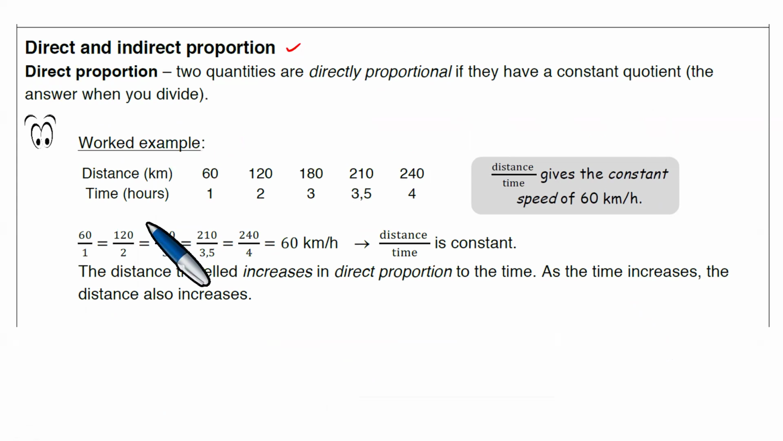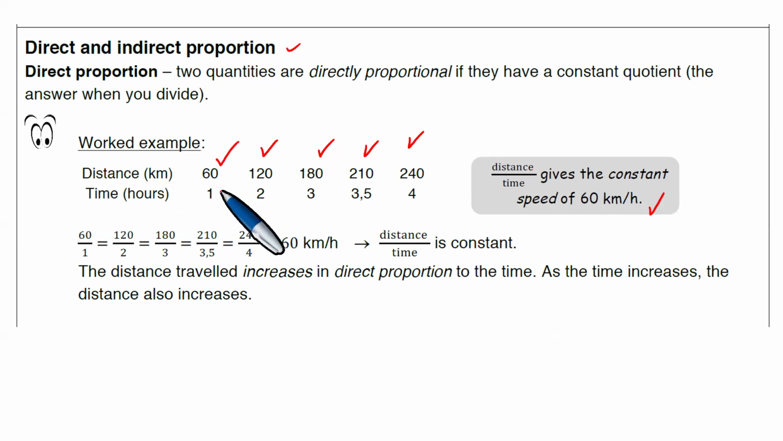Let's look at a worked example. The distances are 60, 120, 180, 210, 240. Like 60, 120, you increase by 60. The hours are 1, 2, 3, 3.5, then 4. Distance divided by time gives the constant speed of 60 kilometers per hour.